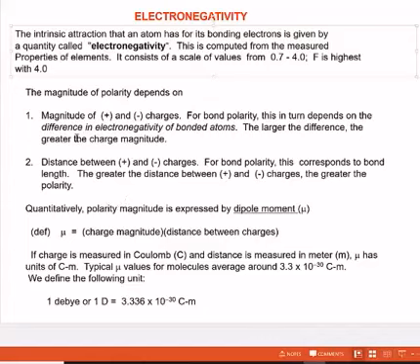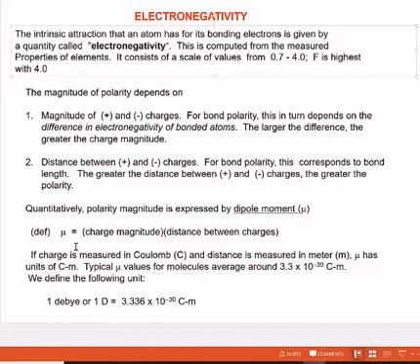So these two factors come into play in overall polarity. The actual overall magnitude of polarity can be shown to be the product of these two factors, the product of the charge and the distance between them. It's the charge times the distance. And this quantity is called a dipole moment, and it's given the symbol mu. So mu is defined as the charge magnitude times the distance between the charges.